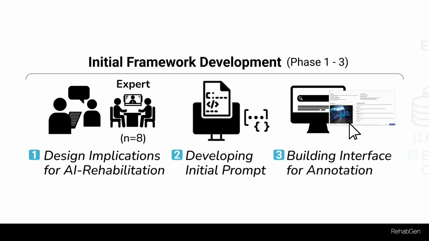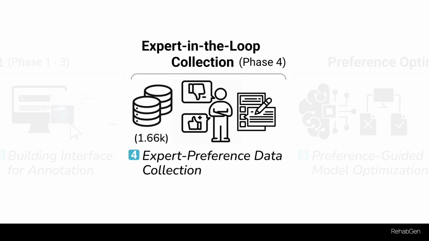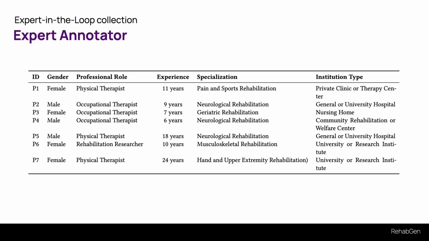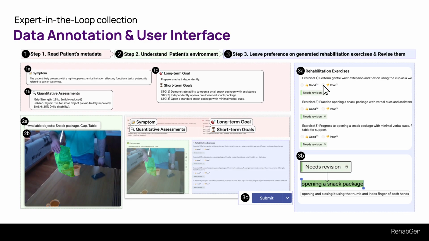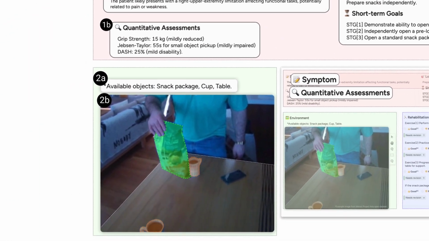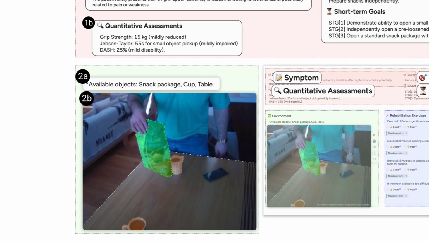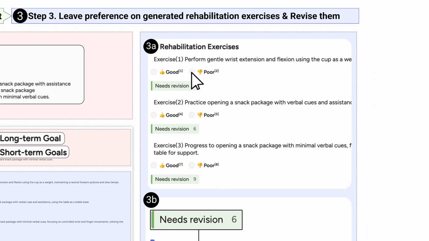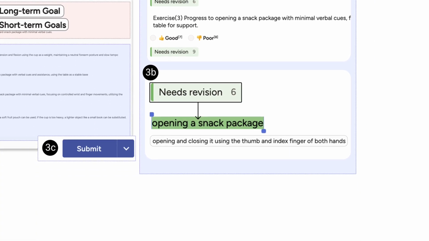Then we ran the expert-in-the-loop collection. 7 experts from PT/OT participated. They reviewed the patient's metadata and egocentric images to understand the environment, then provided their preferences on generated exercises. They could also leave their custom label by clicking the Need Revision button.